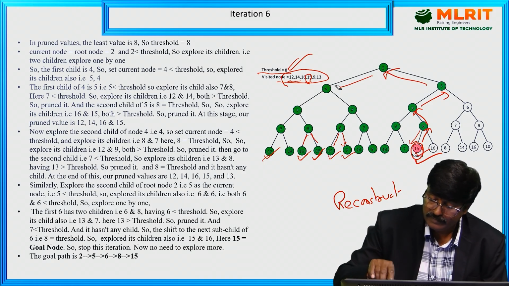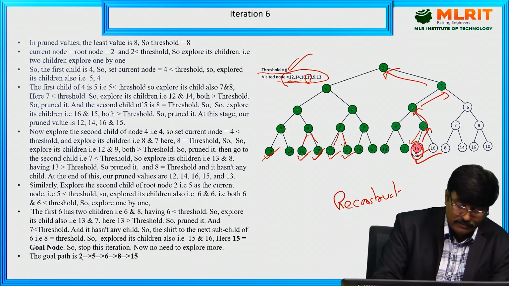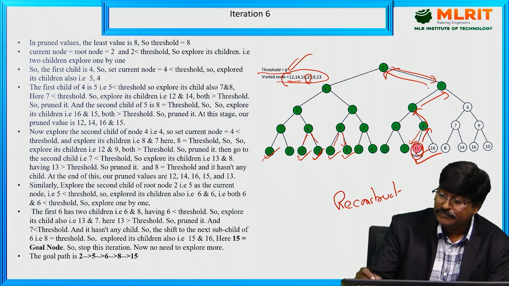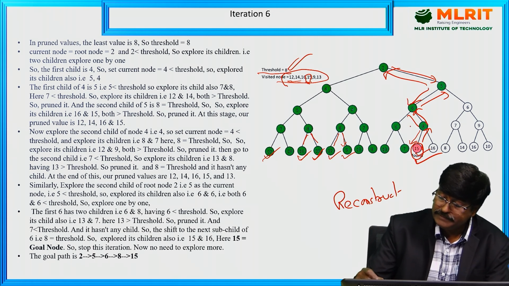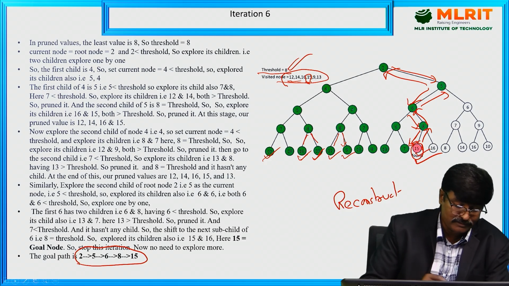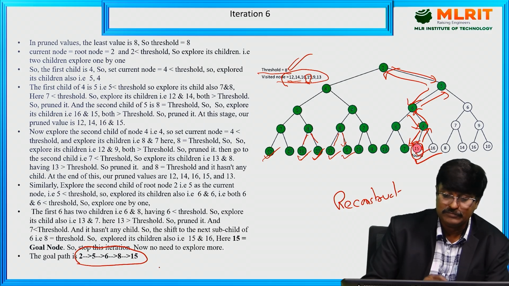That is the only path. See here, 2 to 5, then 5 to 6, 6 to 8, 8 to 15. This is the shortest path. Out of that, that is the shortest path we have reached: 2 to 5, 5 to 6, 6 to 8, 8 to 15. That is the shortest path we found.